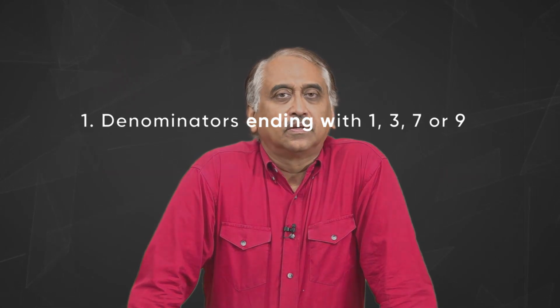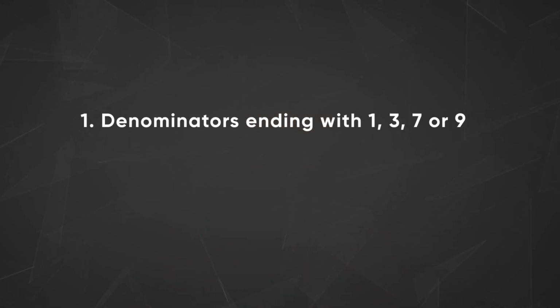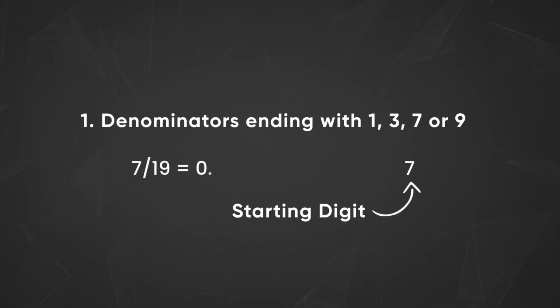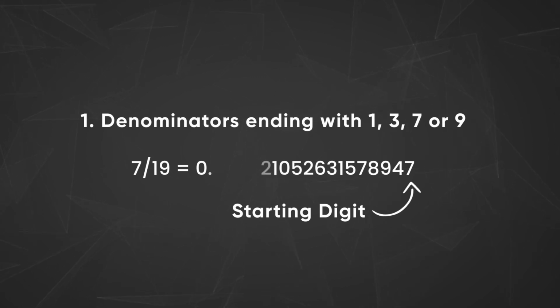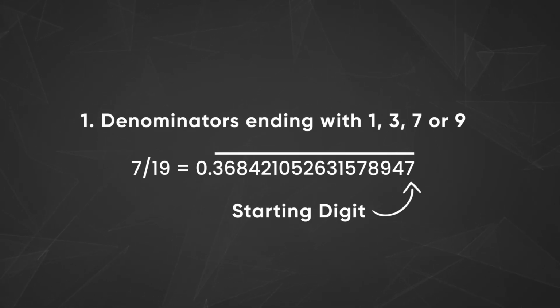In the first part, where the denominators end with 1, 3, 7 or 9, I explain what the starting digit is. The starting digit is the digit which appears at the rightmost, and then I describe a method to determine in a sequence the digits that appear from right to left. This procedure will terminate once there's a repetition of the sequence of digits at the start.